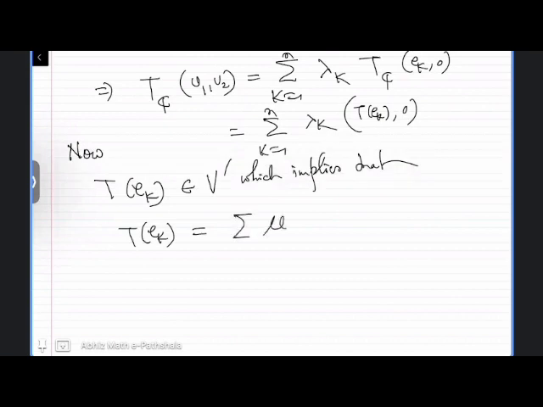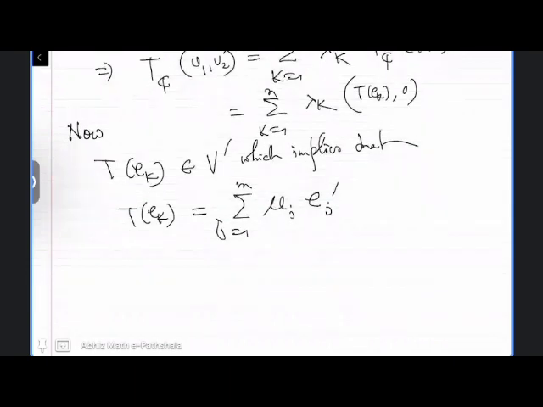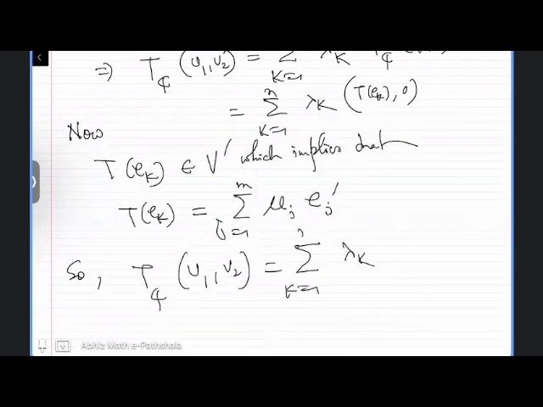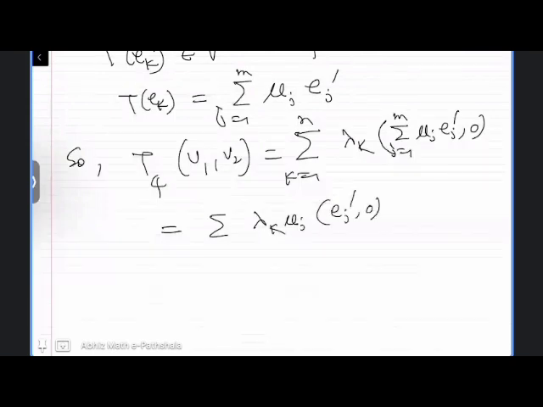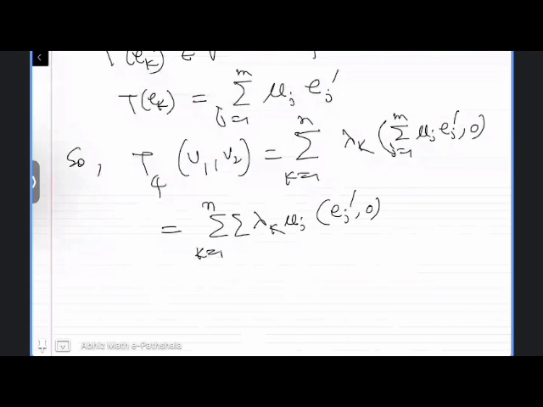summation mu_j e_j', where j runs over 1 to n. So T_C(p1 p2) is actually summation lambda_k, k runs over 1 to n, and T_E_k has been written as summation mu_j e_j', 0, where j runs over 1 to n. So therefore this is summation lambda_k mu_j e_j', 0, where k runs over 1 to n, j runs over 1 to n. Is it okay?